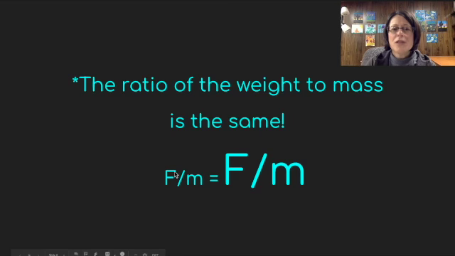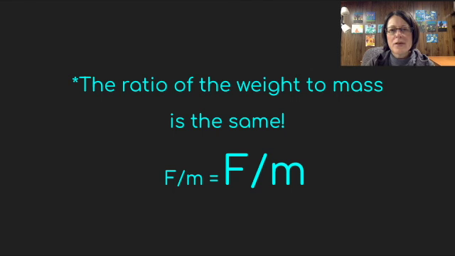same. So if you have a little force and a little mass, that's going to be equal to a big force and a big mass because the ratios are the same. That's why no matter what it is on Earth, it is accelerating at the same rate, because of the ratio between the force and the mass. And this was proven by Galileo.